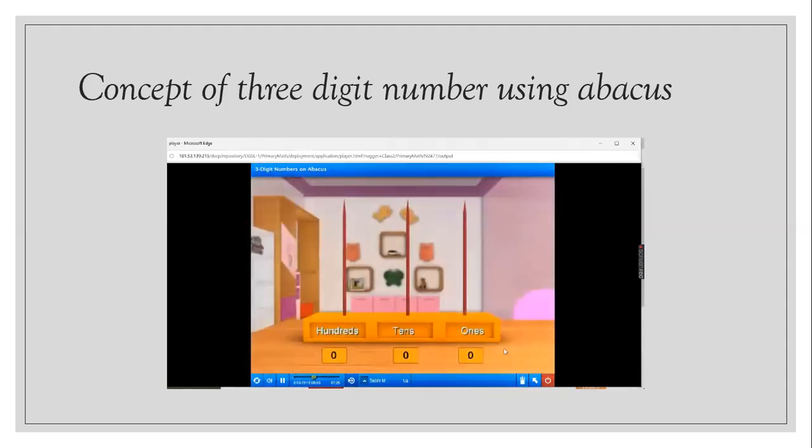Similarly, each bead at the hundreds place represents 100. Using 1 to 9 beads at the hundreds place, we can represent numbers 100, 200, 300, 400, 500, 600, 700, 800, and 900.